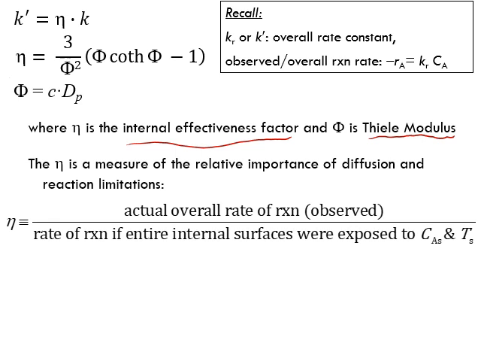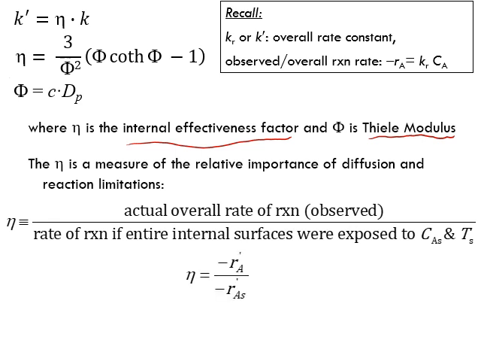However, in reality, that's not the case. The concentration inside the particle, which affects the overall rate of reaction, is less. Therefore, you will end up with less overall rate of reaction compared to the ideal case, where the rate of reaction is calculated based on the assumption that the concentration inside the particle is the same as the concentration at the surface. And in this case, of course, since the numerator is smaller than the denominator, the value of eta will be less than 1.